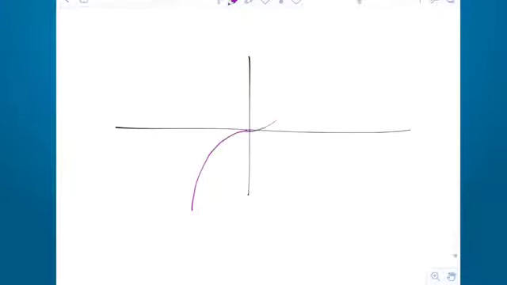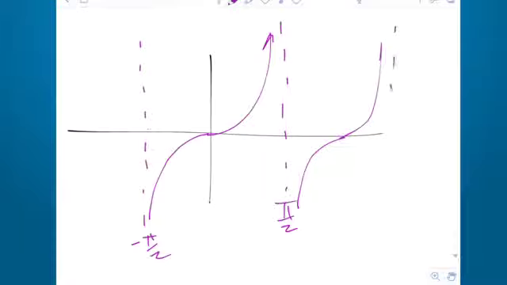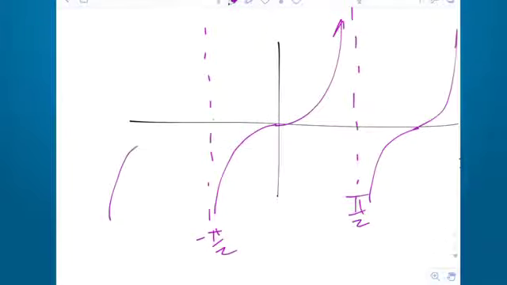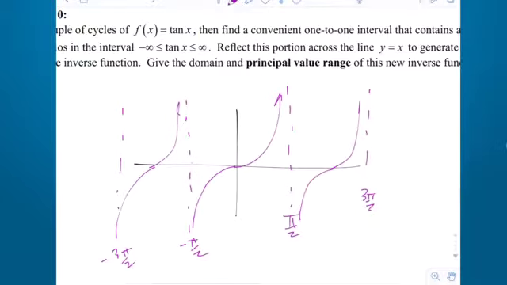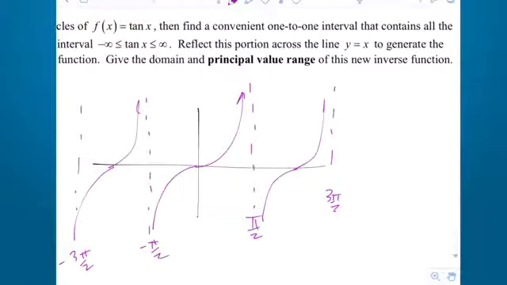Yeah. It's fun to learn. Pi halves. Negative pi halves. And then it does it again. And we got 3 pi halves over here. Better write small. And negative 3 pi halves. So on and so forth. Okay. Oh, by the way, let's write it out here. F of x. This is tangent of x.